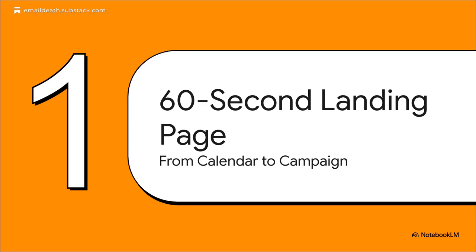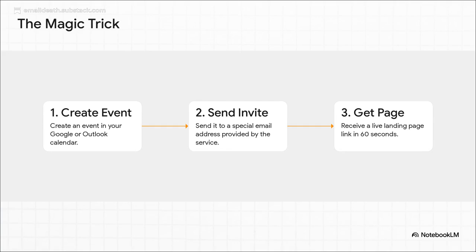But what if you could just get rid of all that friction? What if you could take a basic calendar entry and instantly transform it into a professional, dynamic event page? And what if you could do it in literally 1 minute? Well, that's exactly what we're about to dive into. So, how is this even possible? Well, the process is so simple, it almost feels like a trick.